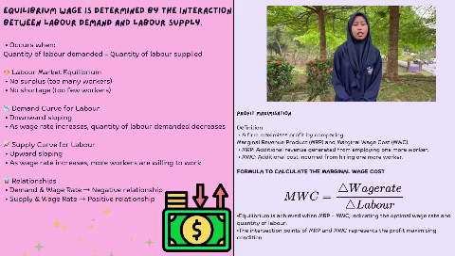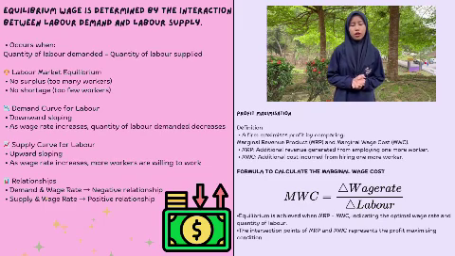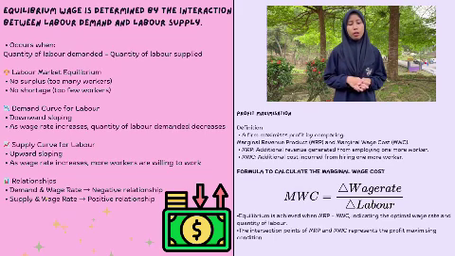Last is profit maximization. A firm maximizes profit by comparing marginal revenue product and marginal wage cost. MRP is the additional revenue generated from employing one more worker. MWC is the additional cost incurred from hiring one more worker.